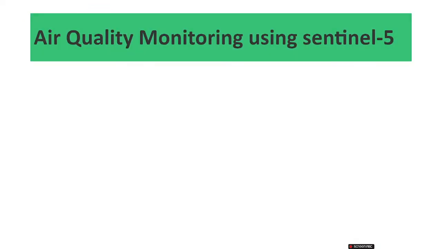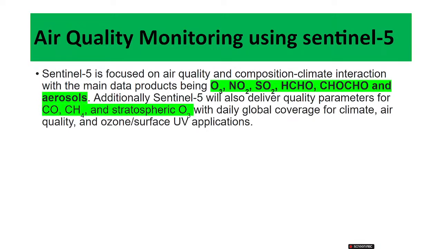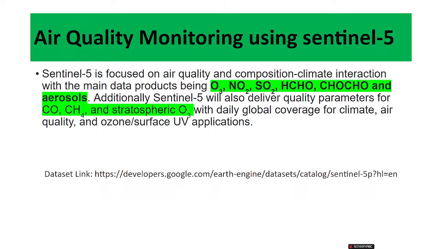Okay. So basically, this time we are using the Sentinel-5 satellite imagery. Mainly, Sentinel-5 satellite imagery provides different types of air quality parameter datasets such as nitrogen dioxide, ozone, sulfur dioxide, formaldehyde, aerosol, methane, carbon monoxide. All of those gases we can easily access from Sentinel-5 satellite imagery and also work with them. Okay, this is the link of the dataset. We can easily access all of the datasets from this link.